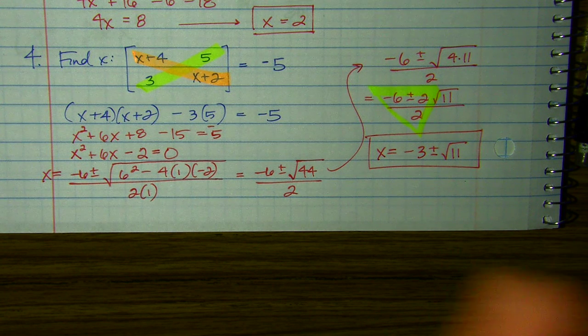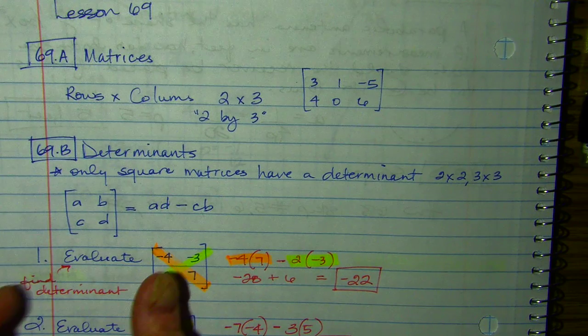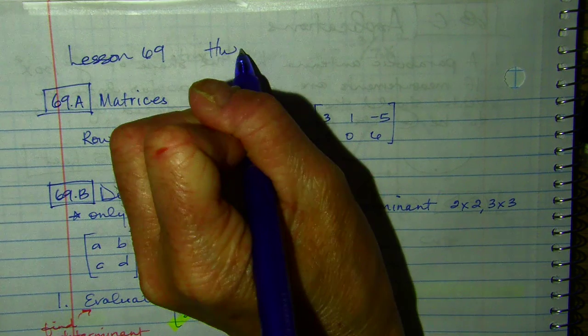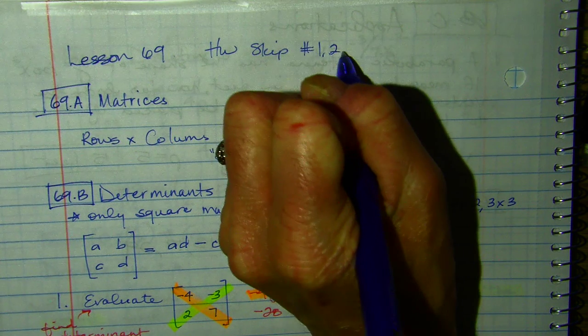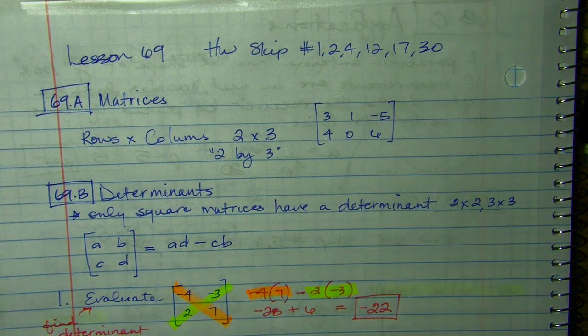And that pretty much sums up the whole section. Again, it's like they make some lessons or sections so simple and others are so long. But for the homework, you're going to skip numbers 1, 2, 4, 12, 17, and 30. And that is it.